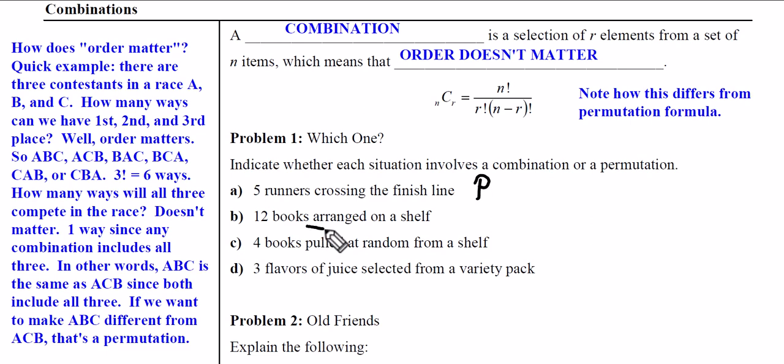12 books are arranged on the shelf. Arranged means order matters. That would be a permutation. If we are pulling at random, there's no particular order, it's just random, that would be a combination. And if we're selecting from a variety pack, well, the variety pack means that it's kind of random, that would also be a combination.